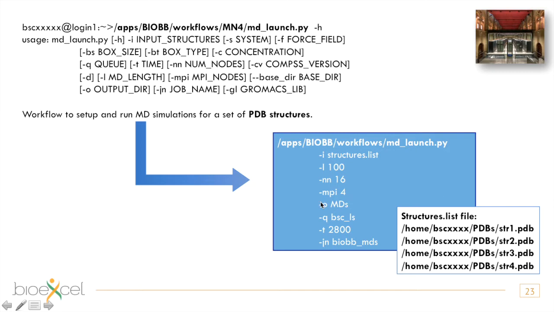This is the output folder. This is the queue name. This is the wall clock time, and it is the job name. So actually, the most important one, of all of these parameters, is the structure list, the length of the simulation, and the number of nodes that you want to use.